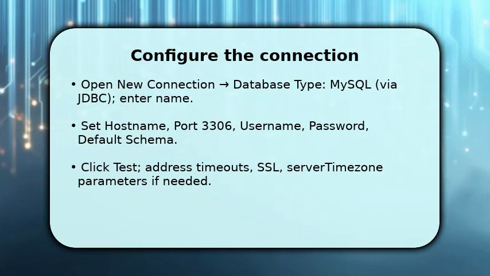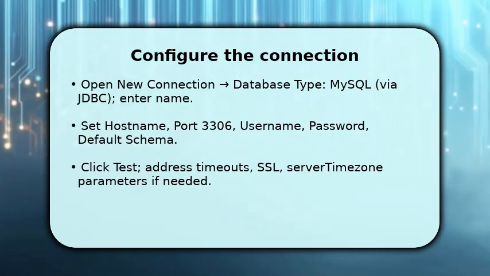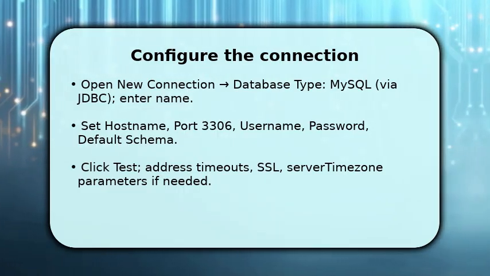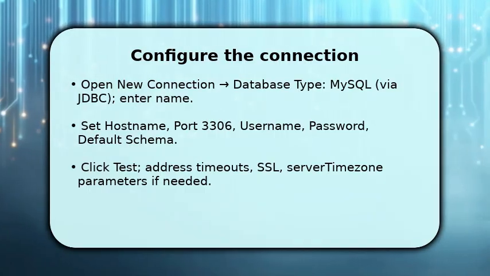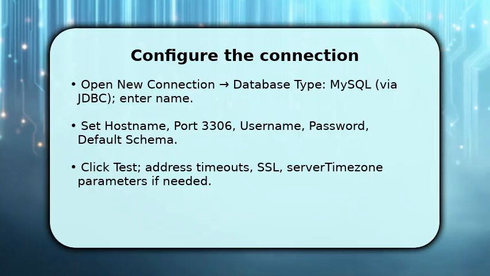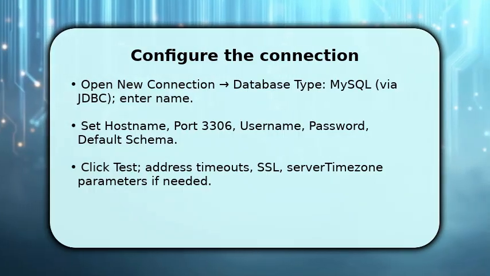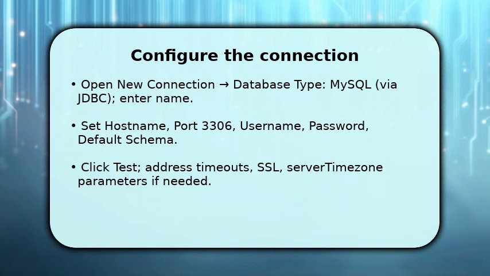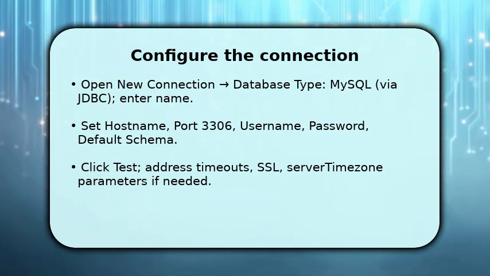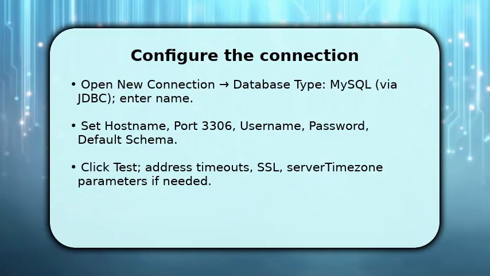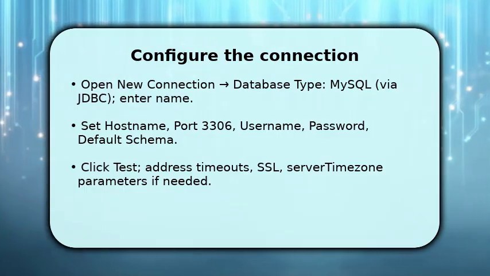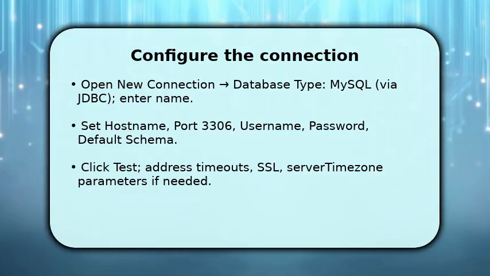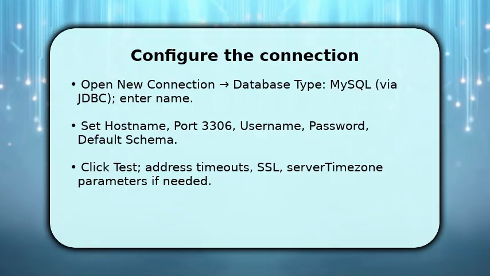Next, create the actual connection. Choose New Connection and select MySQL via JDBC. Enter a descriptive connection name, the server hostname or IP, port 3306, and the database user credentials. Pick the default schema to show. Click Test to verify connectivity. If it fails, add JDBC URL parameters such as serverTimezone=UTC or useSSL=false depending on your server. Save the connection once the test succeeds so you can reuse it. This config maps SQL Developer queries to the MySQL instance.